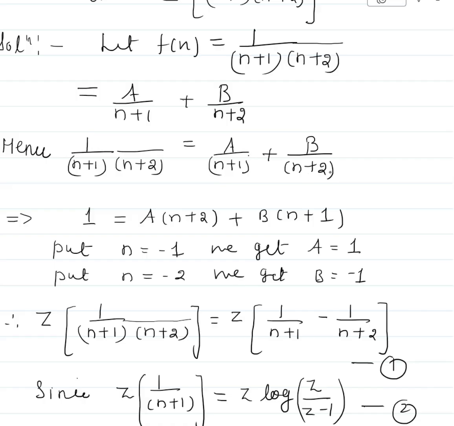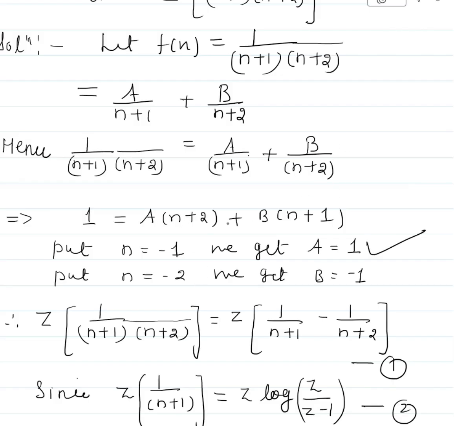If we put n equals minus 2, you will get the value of b. What I will do first is put n equals minus 1 and get the value of a. If we put n equals minus 1 in this equation, this term is 0, and we get the value of a as 1. If we put n equals minus 2, we'll get the value of b.